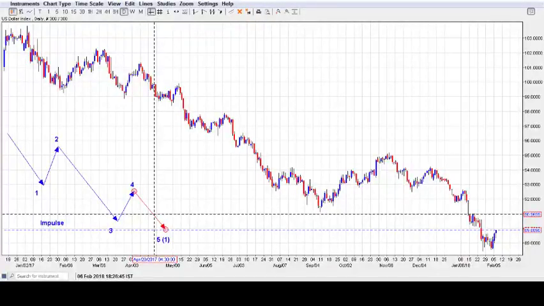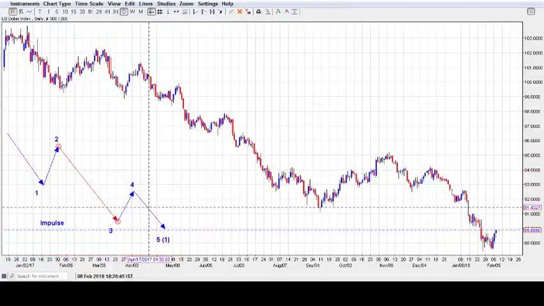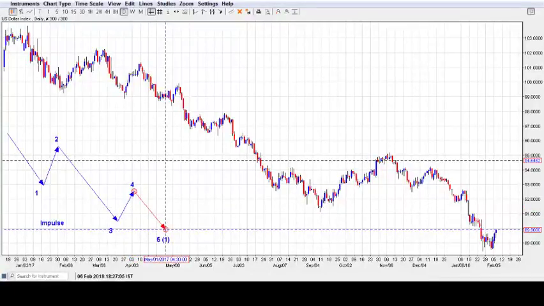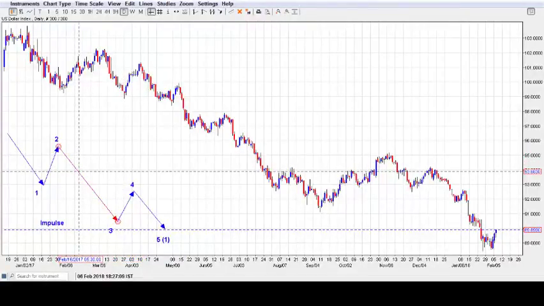What it means is that waves 1, 3, and 5 themselves are motive waves. That is, they subdivide into five waves individually as well. That is point number one you need to keep in your mind. Mostly, wave 3 will be a typical impulse wave. All right.